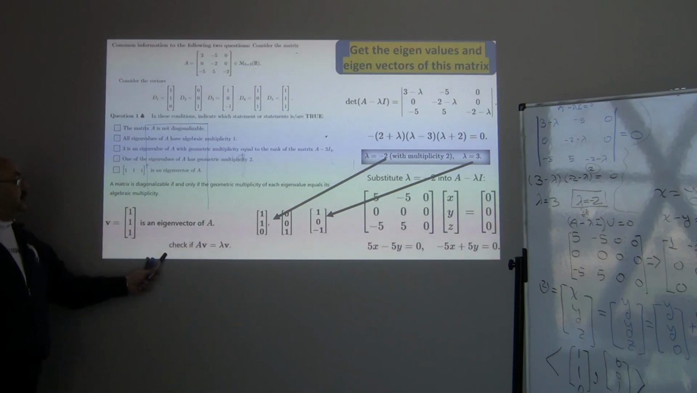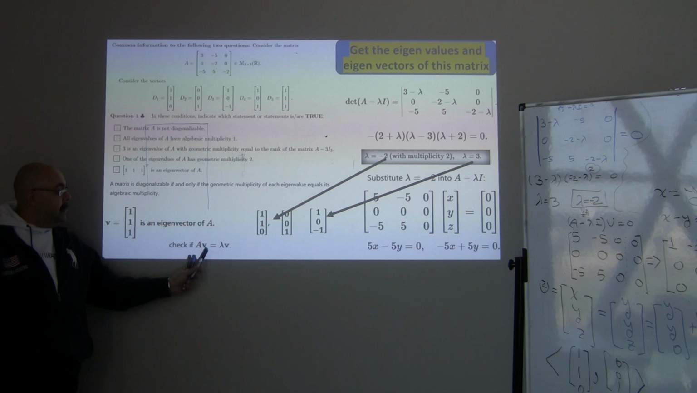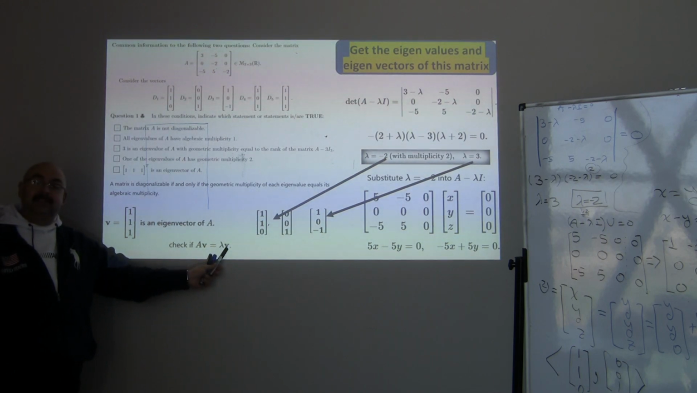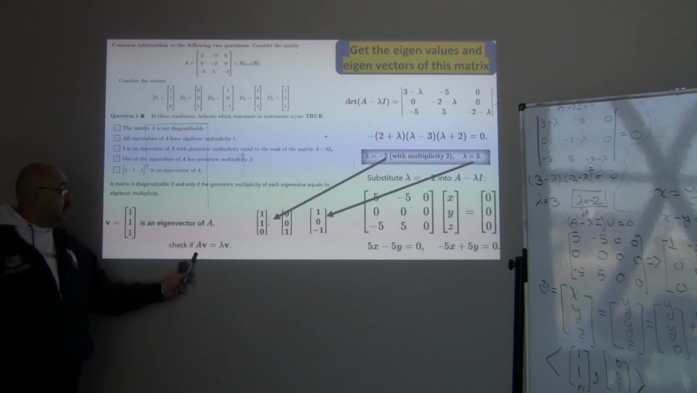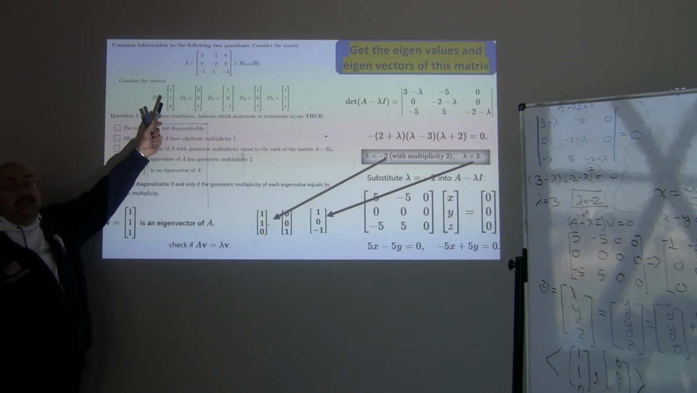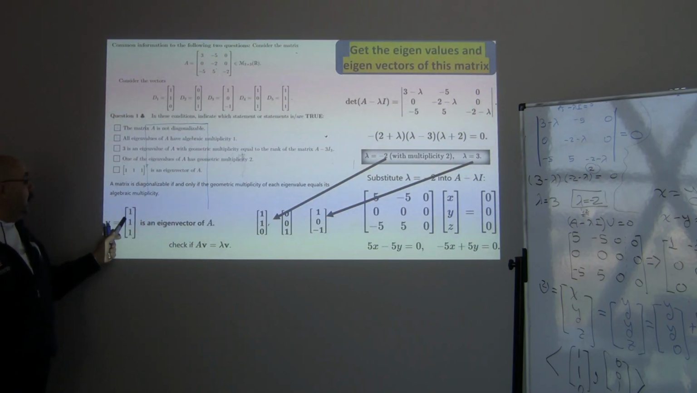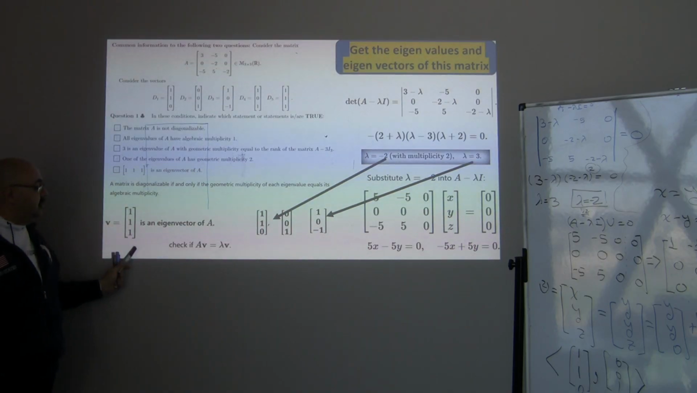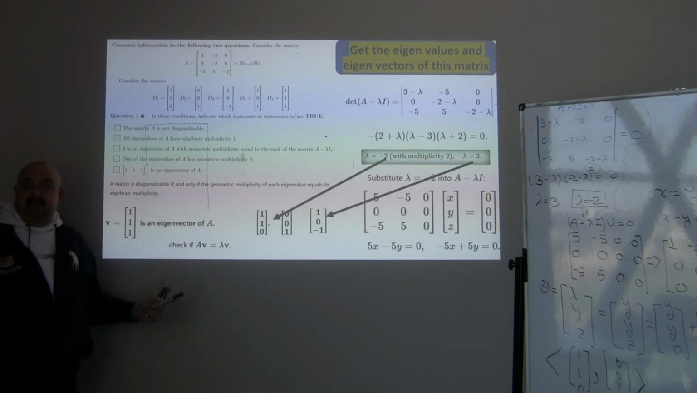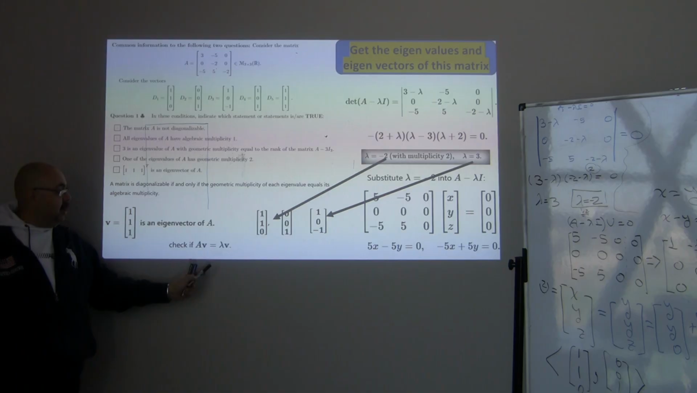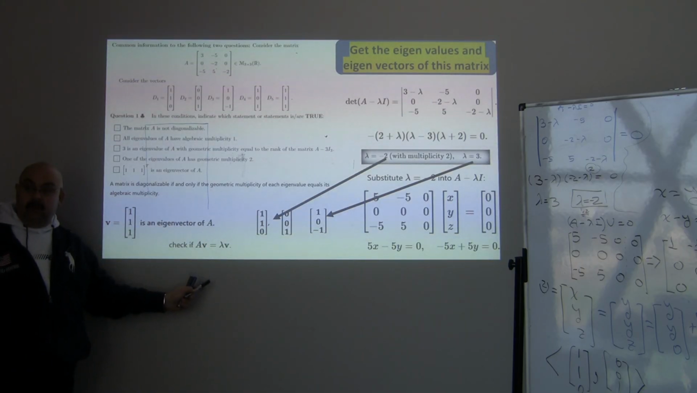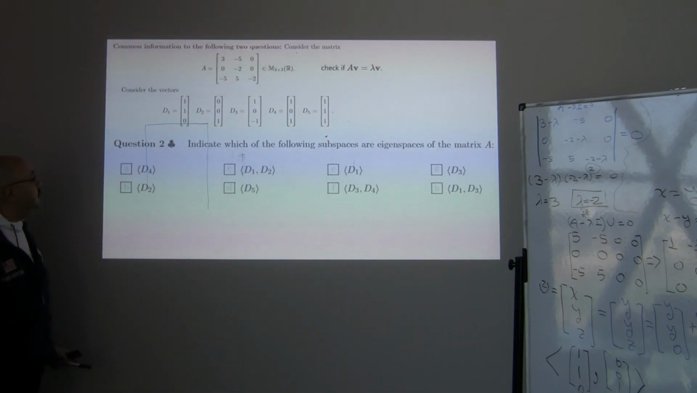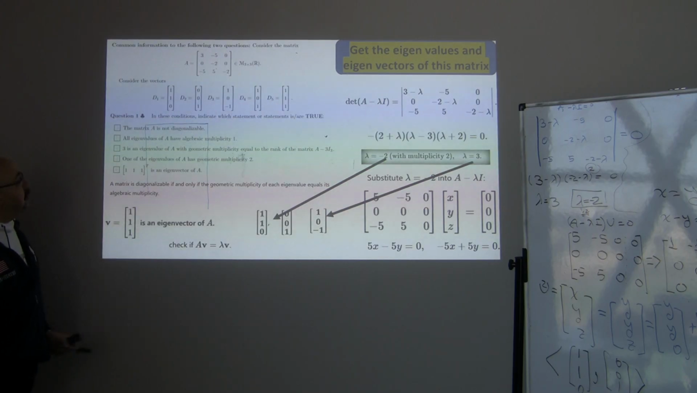I can review this statement, check this statement. If A times V equal lambda times what? Times V. So if you check this condition, multiplying A, this is the A matrix, times 1, 1, 1, you will find the value equal to one of these values. -2 times V, which is 1, 1, 1, which is correct, which means that it is really correct.